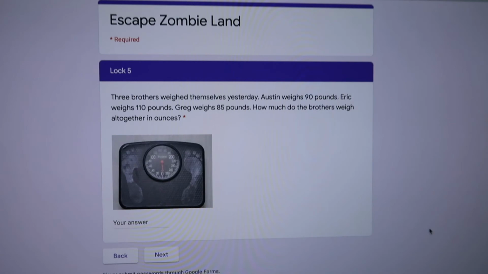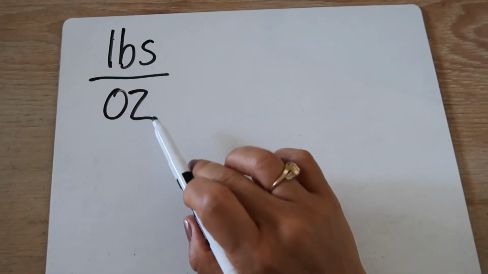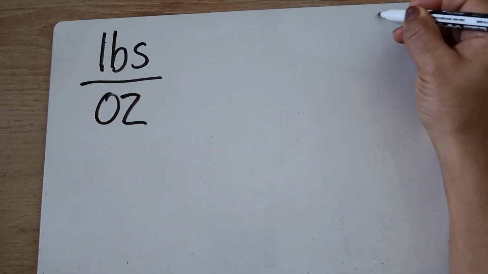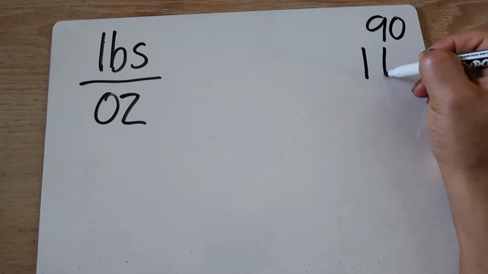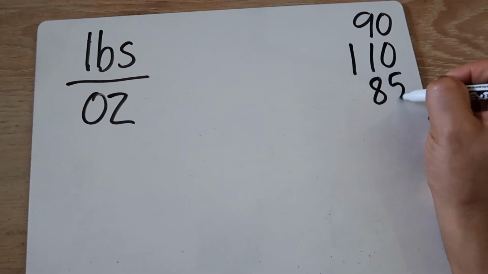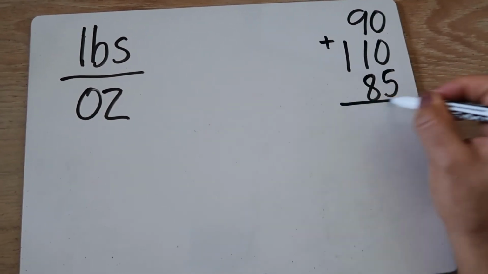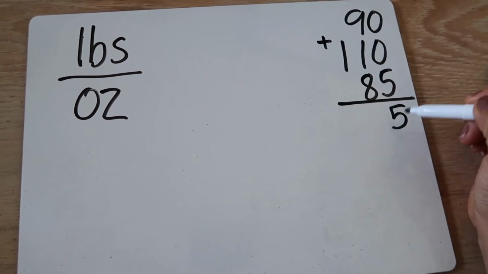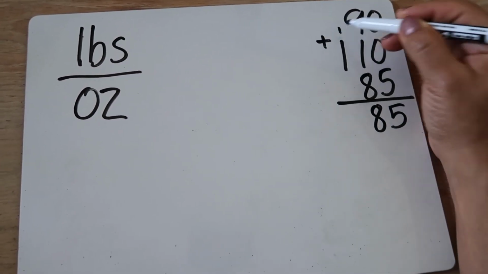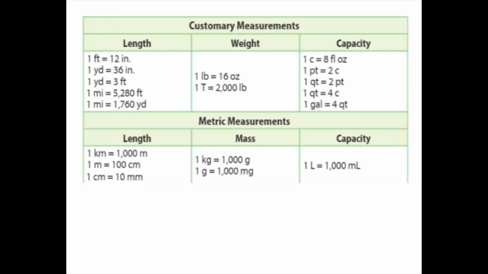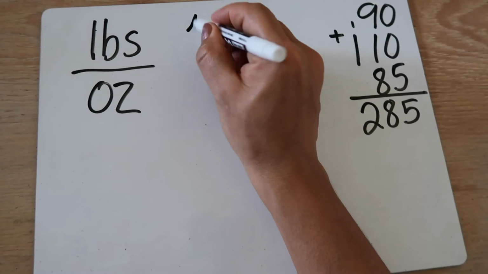Problem number 5. 3 brothers weighed themselves yesterday. Austin weighs 90 pounds. Eric weighs 110 pounds. Greg weighs 85 pounds. How much do the brothers weigh all together in ounces? Well, we're comparing pounds over ounces. And the first thing I want to do is add all the 3 weights of the brothers. So 90 plus 110 plus 85 will give you 285 pounds. Looking at our chart, 1 pound equals 16 ounces.